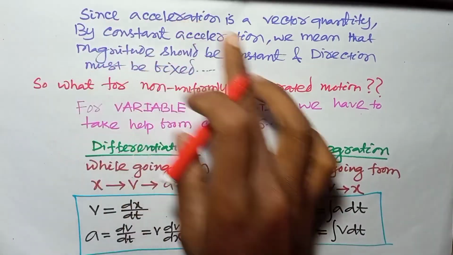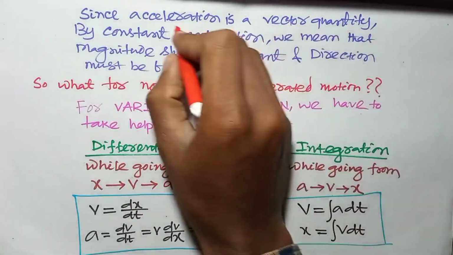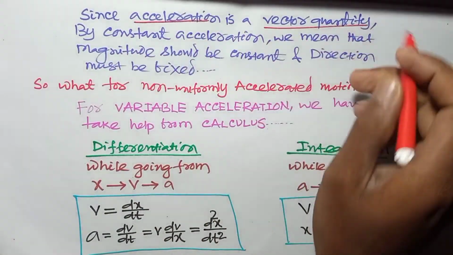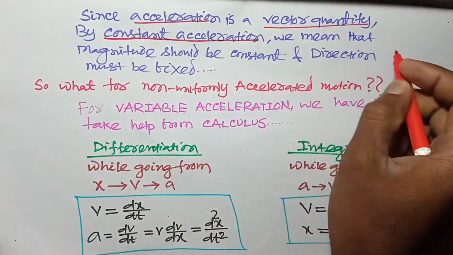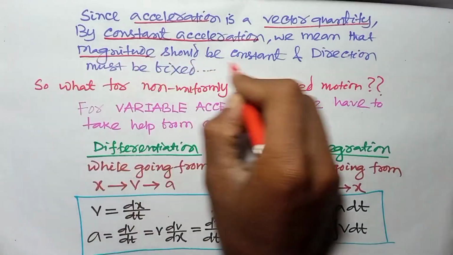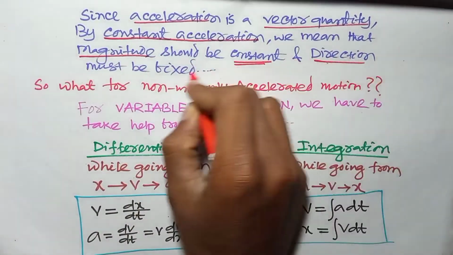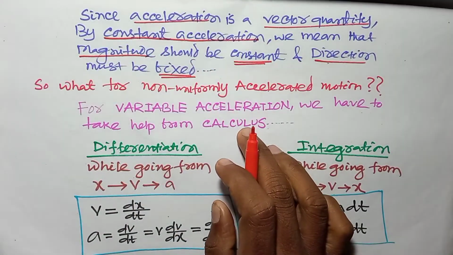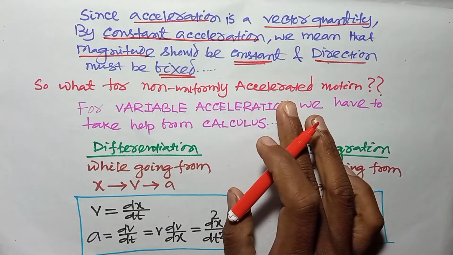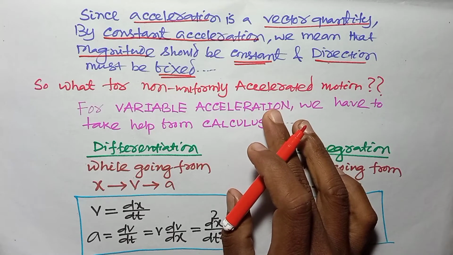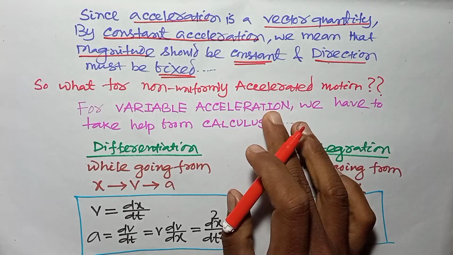Since acceleration is a vector quantity, by constant acceleration we mean that the magnitude should be constant and the direction should be fixed. Only then can we apply the previous equations of motion. Otherwise we cannot apply them.